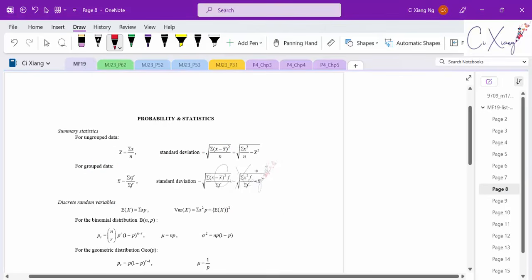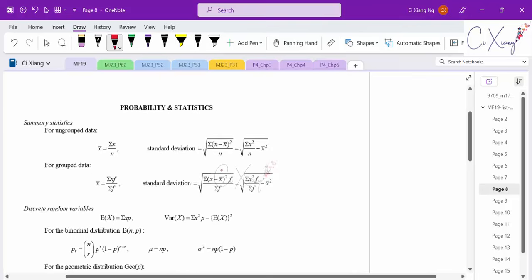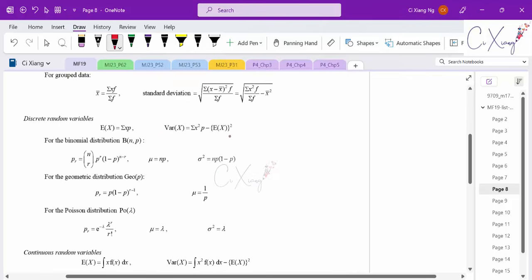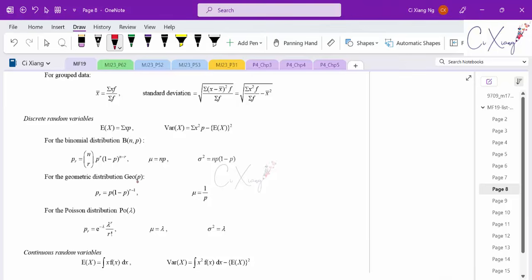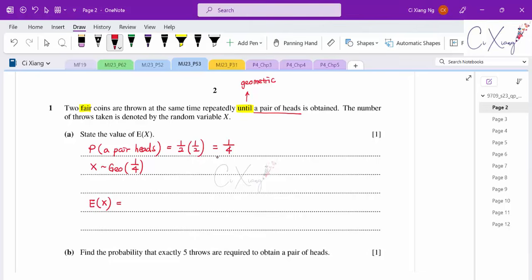In our MF19 booklet, you can have a look here. For the geometric distribution with parameter p, the mean is 1 divided by p. So if we come back to our question, the mean is 1 divided by p, where p is 1/4. Therefore, the mean that we get should be 4. This is part A for question number 1.